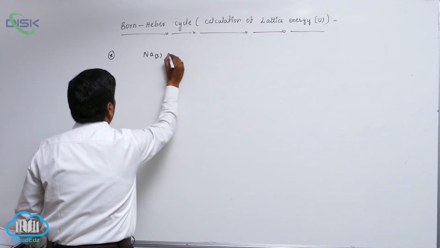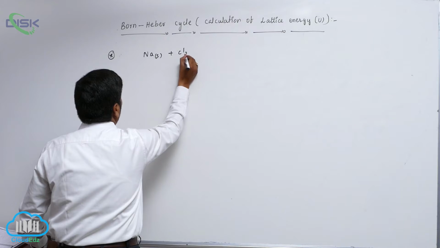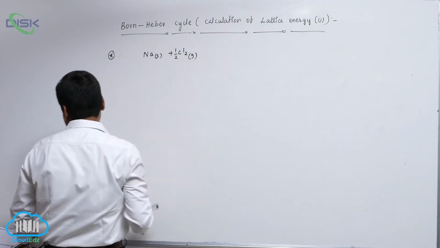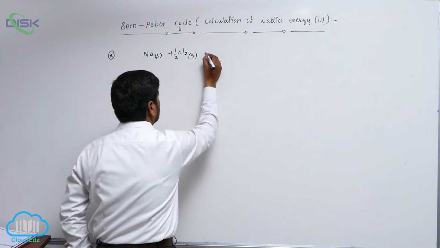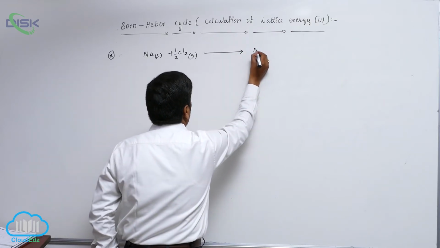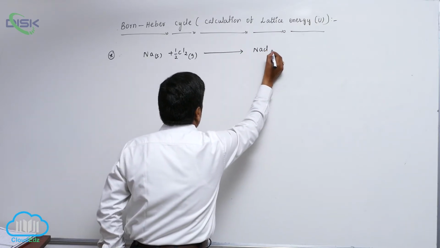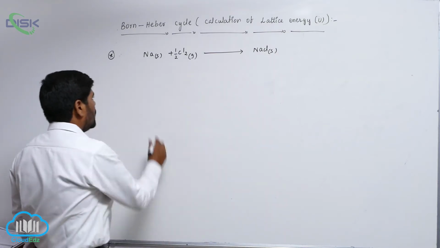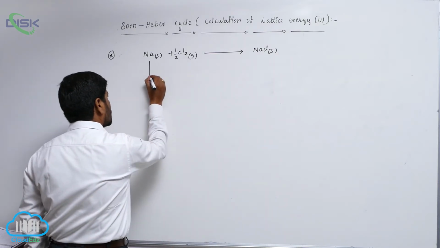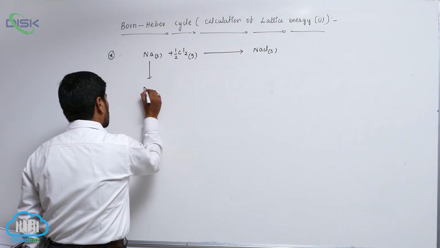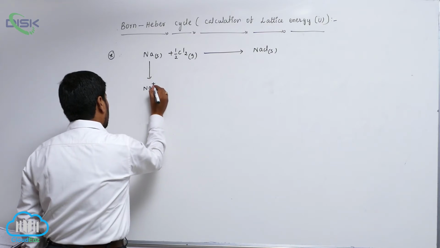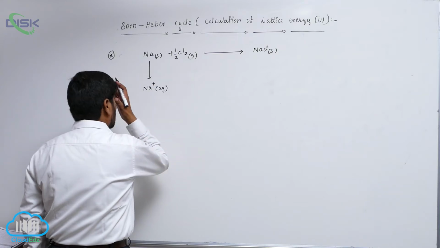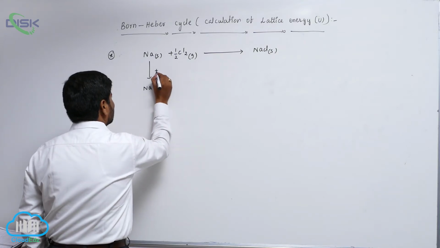Sodium solid, half mole of chlorine gas, to form sodium chloride solid. Sodium chloride solid: first the sodium converts into Na plus, which should be in the gaseous state.